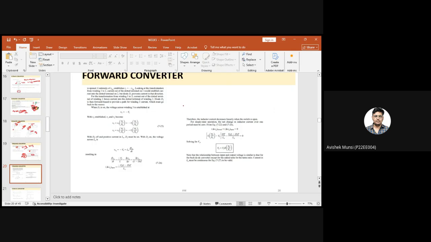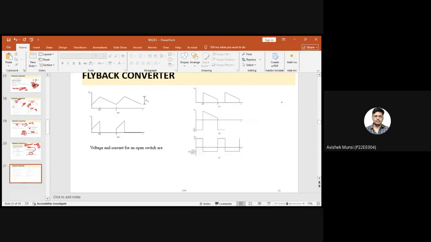So if you apply the volt-second balance, finally we'll get the equation as V0 equal to dV1. So this is like a buck converter. But here there is an additional term since it has a turns ratio. So it is V0 equal to Vs d N2 by N1. This additional term is due to the isolation. Okay. So basically the forward converter is a buck type of converter.